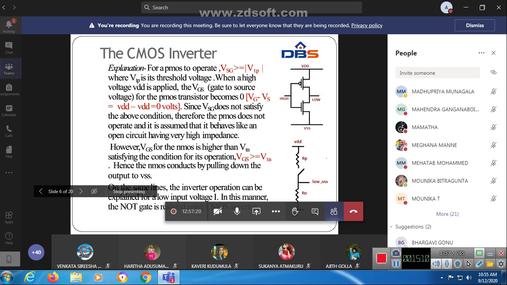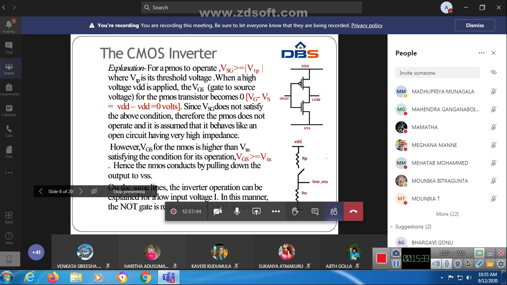So in condition 1, when the input is low, the PMOS will be on, the NMOS will be off, and the output will be high. Clear. Next, condition 2, when the input is high, the PMOS will be off and the NMOS will be on, and the output is low, 0.